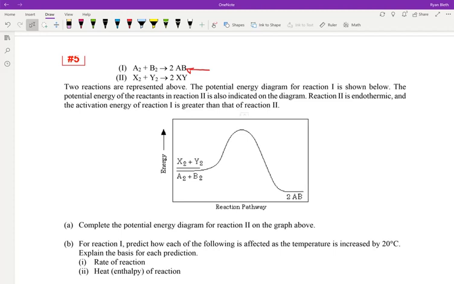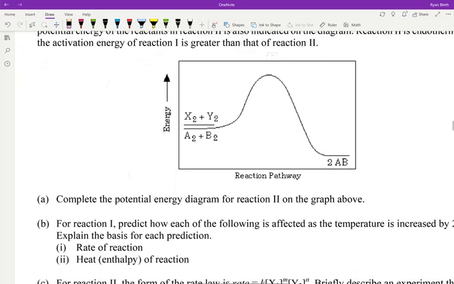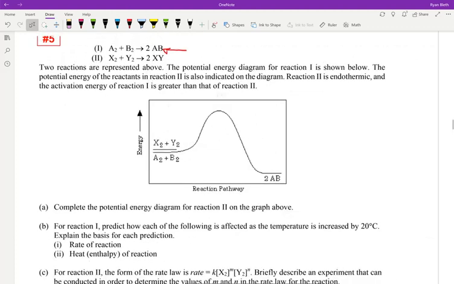And then they've started to draw in the graph for the other reaction, for reaction number 2, which starts out with X and Y and forms two XY molecules. And so you can kind of see they've started to draw that in here. That's intended to be this second line right here, slightly higher on the left side than the first line that was drawn in completely. And they're going to ask us right away to finish the drawing for reaction 2, draw in the potential energy diagram curve for reaction 2.